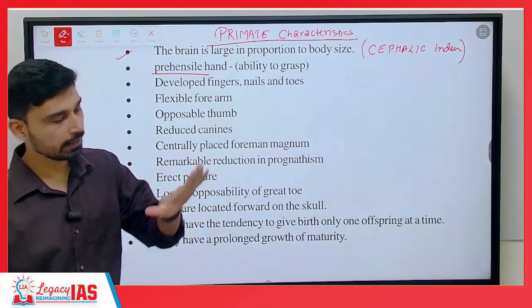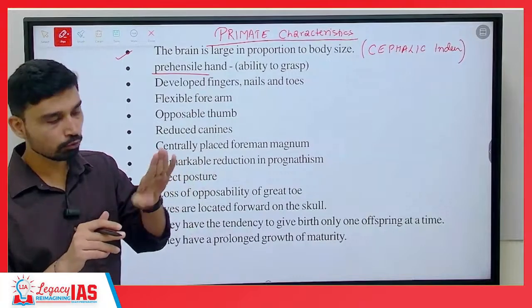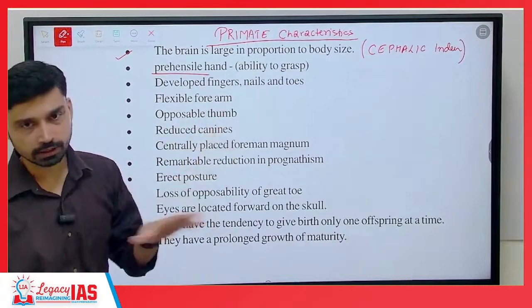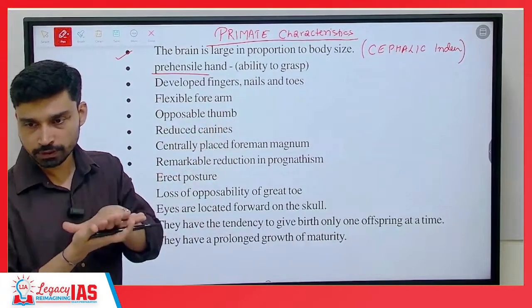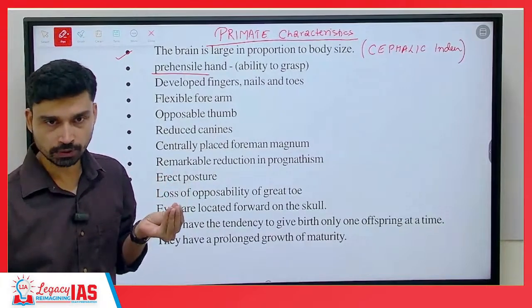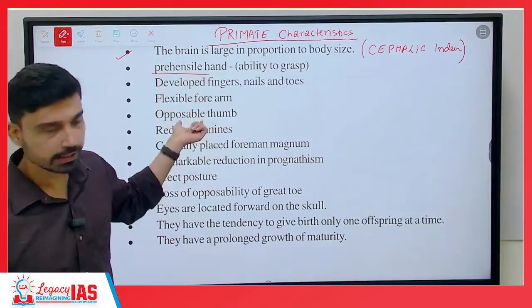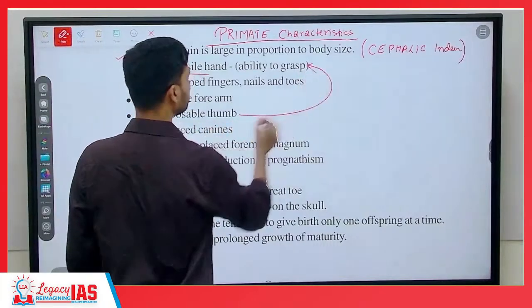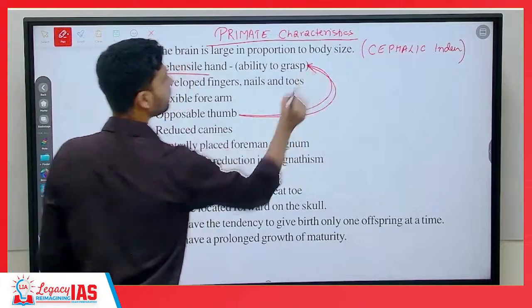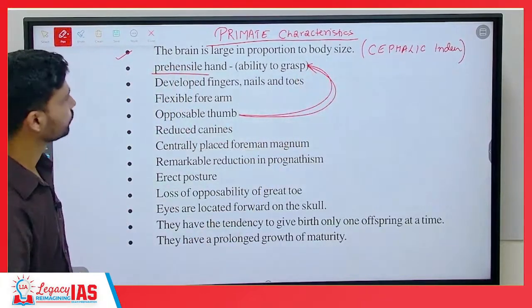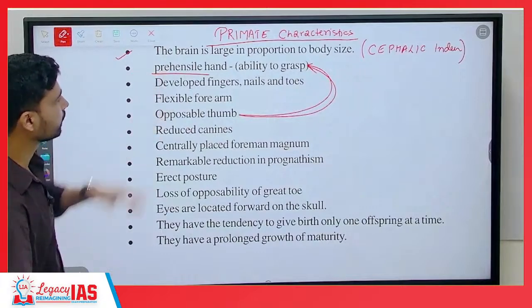So using this, what can you do? Grasp or hold something. That is called prehensility. Mainly, prehensility is largely a result of opposable thumbs that have developed in the primates, so both of these are related together. Developed fingers, nails, and toes have developed in the primates.